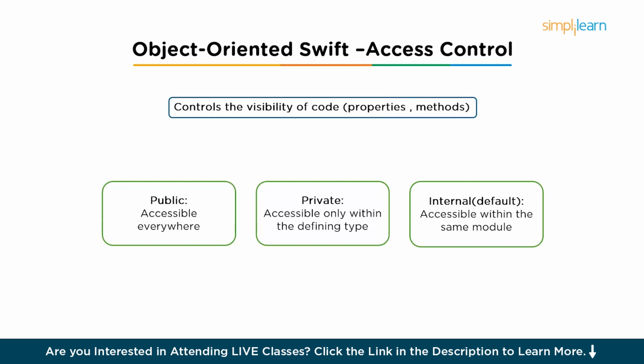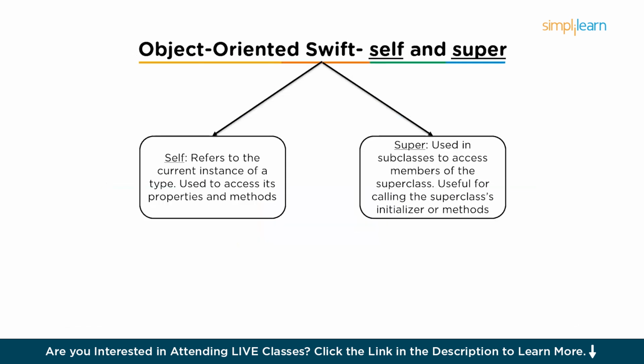If you don't explicitly specify an access level, Swift uses internal by default. This means that entities declared as internal are accessible from any source file within the same module but not from outside the module. So here's an explanation of object-oriented Swift self and super.